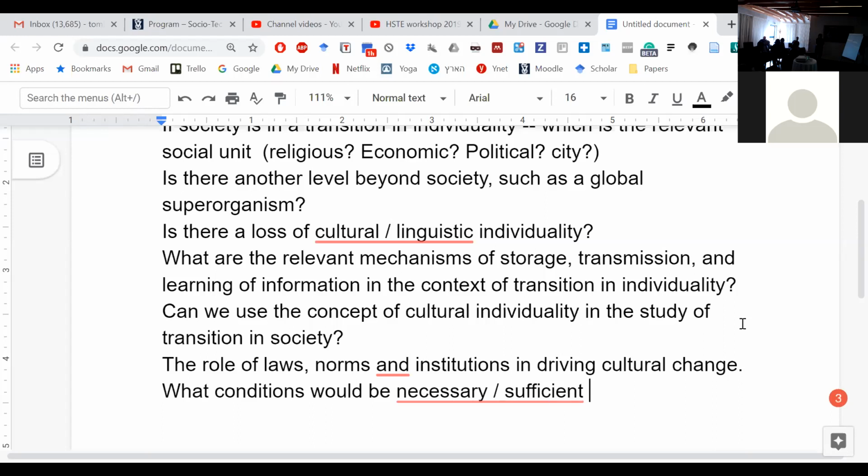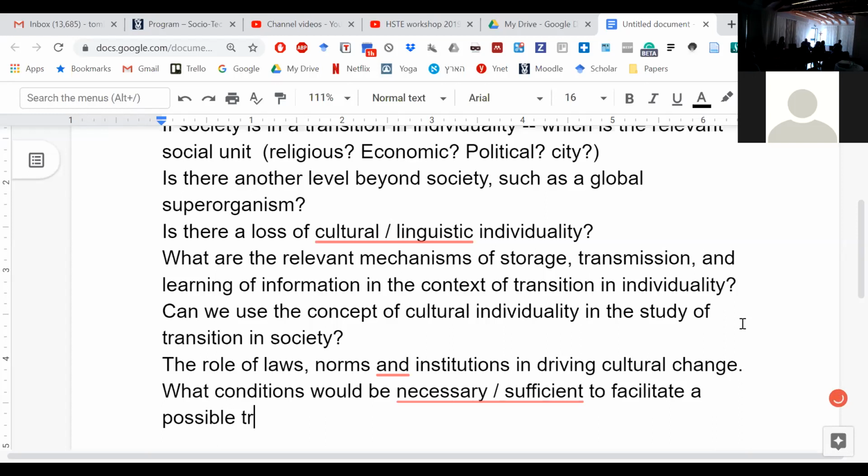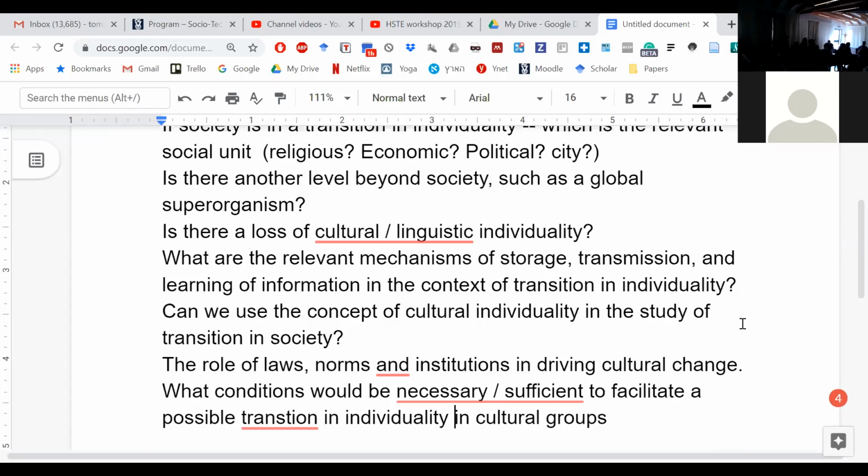Could you repeat the last part? What conditions would be necessary, sufficient, to facilitate a transition in individuality, I mean that in the Darwinian sense, at the level of humans or human societies or cultural groups. And how to avoid it. What conditions would, and then how far away are we from those?